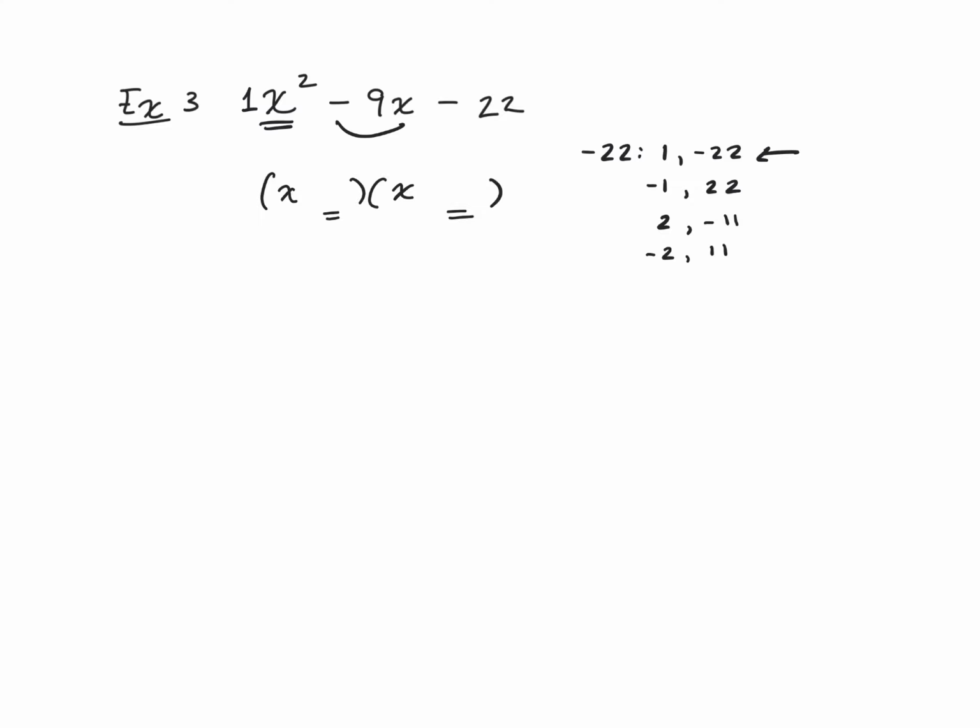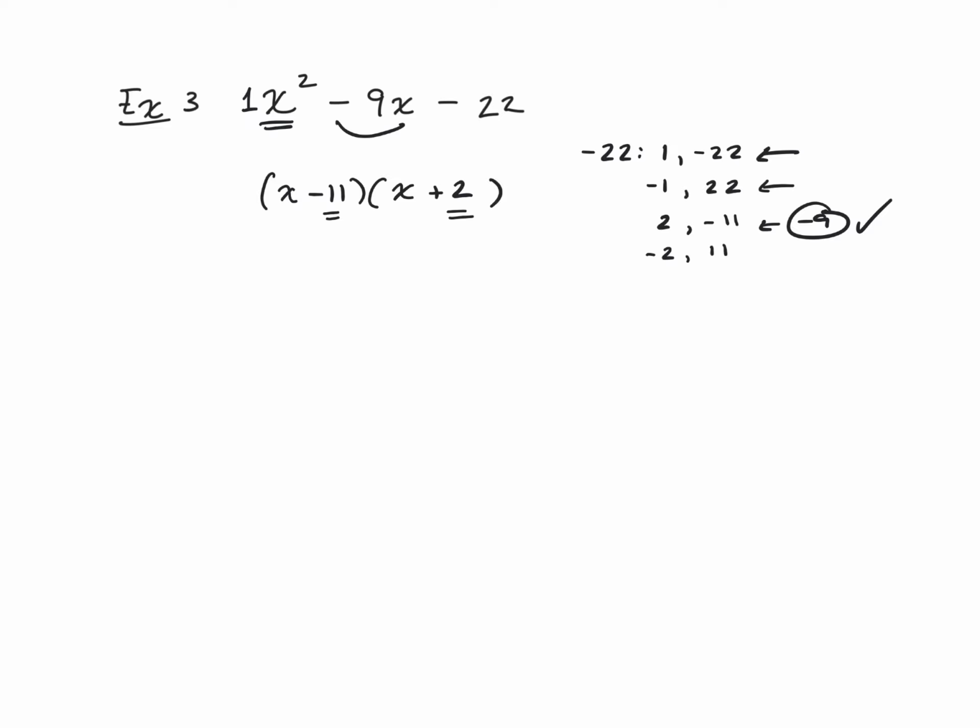1 and negative 22 make negative 21. Negative 1 and 22 make 21. 2 and negative 11 make negative 9. So there you go. That's the one that matches up. So when I go to write this into my group, I'll write it as negative 11 and then positive 2. And there you go. You now have it factored.